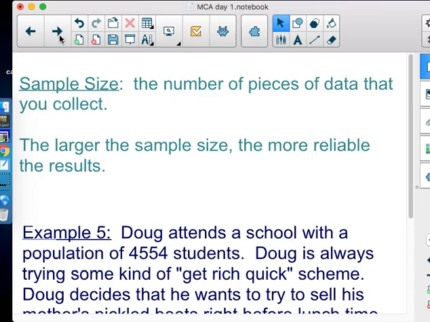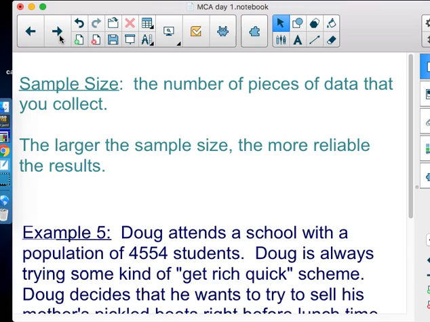Sample size. Sample size is the number of pieces of data that you collect. We were talking last hour, somebody remembered the sign in Elk River now is like 23,000 something. So if you went and asked 5 people a question about something in Elk River and said, I'm going to make a survey out of this, that doesn't make any sense. We've got a lot of people. You have to ask a lot of people.